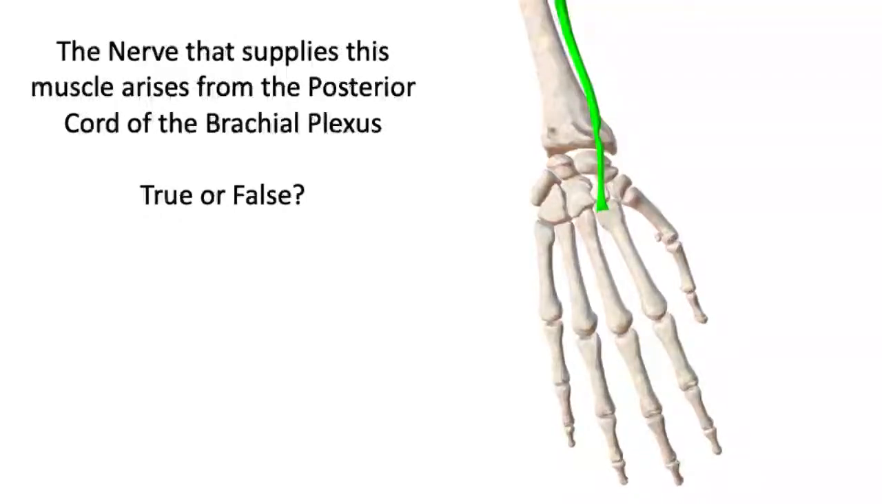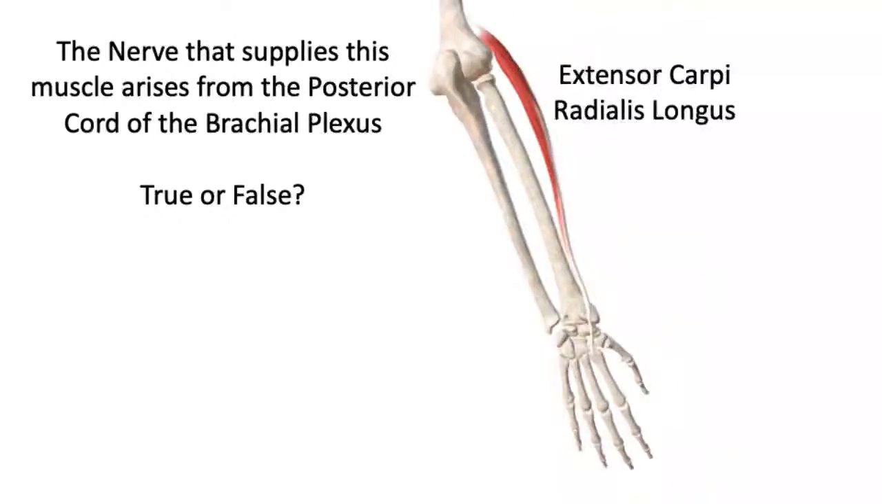Now, I had a couple of people saying that some of the questions were too easy, so I thought I'd just up it a level. And so in order to answer this question, you firstly need to be able to identify which muscle it is. Then you need to know which nerve it is. And then you need to know whether it comes from the lateral, medial, or posterior cord of the brachial plexus. So let's take a look at that.